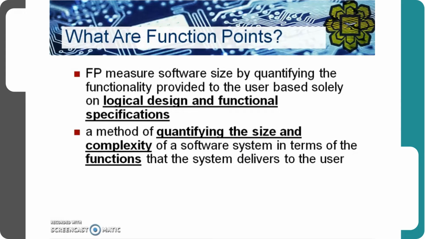Now we go to the second technique, which is using function points. Before we go further, we need to know a bit about what function points are. Function points measure software size by quantifying the functionality provided to the user based solely on logical design and functional specification. That means without waiting until the code is written, you use the information to measure the size. It's a method of quantifying the size and complexity of a software system in terms of the functions rather than looking at the code.